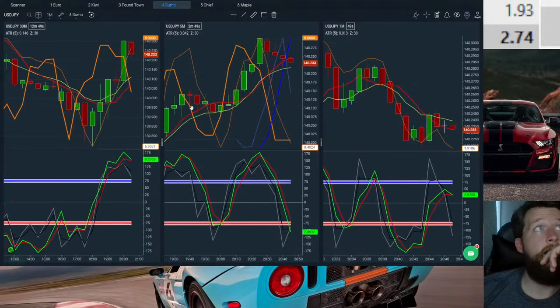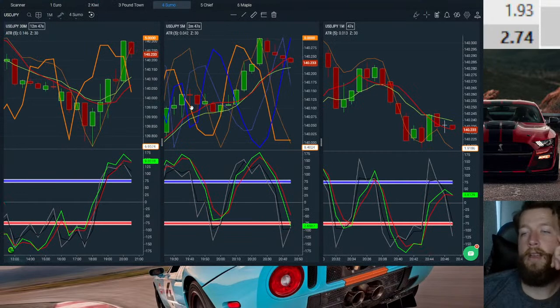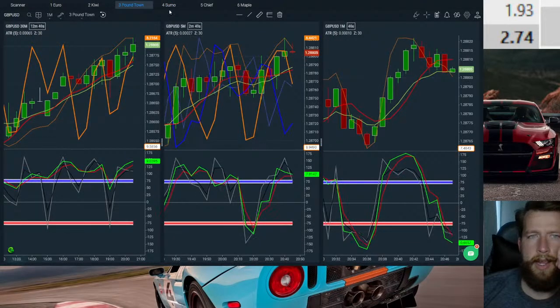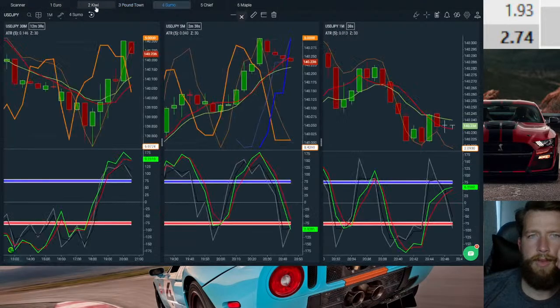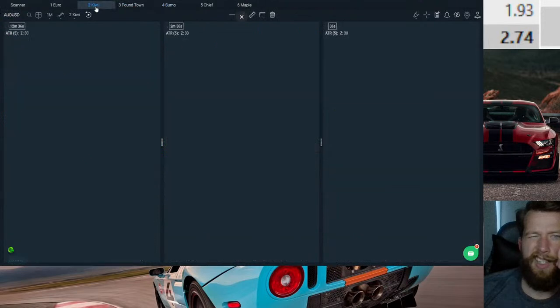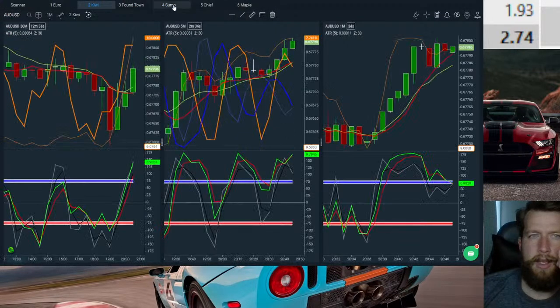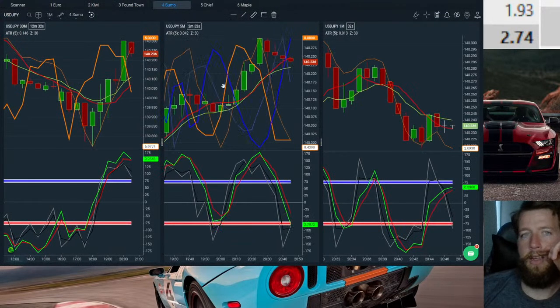Go back to the yen. Oops, wrong one. Let's see this one. Yeah, it's really not moving. Yeah, the yen still has the most movement.